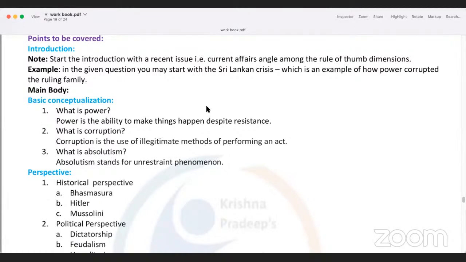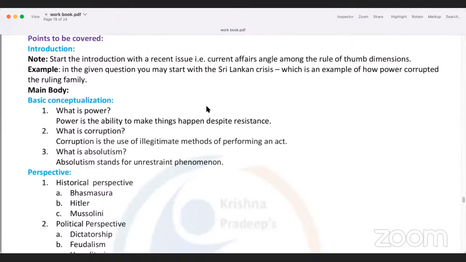The political perspective. Politically, dictatorship is having the absoluteness of the power, resulting in the absoluteness of corruption. Then feudalism, hereditariness. They are all the elements of absolute power. Then the governance perspective, because in the polity syllabus, you have polity and governance both. So in the governance perspective, you will have administrative corruption.